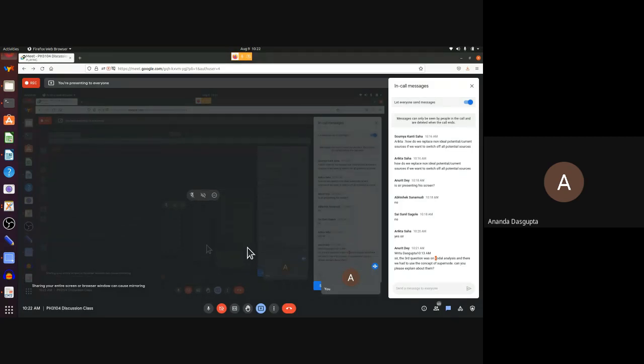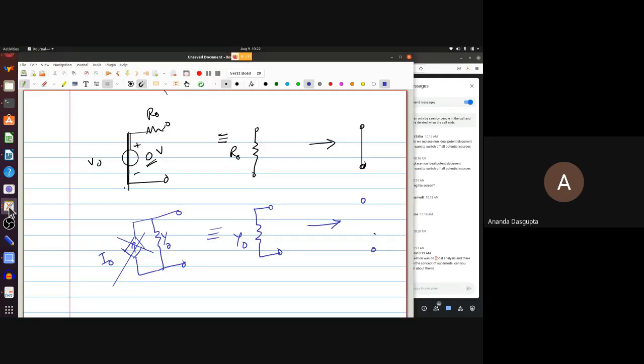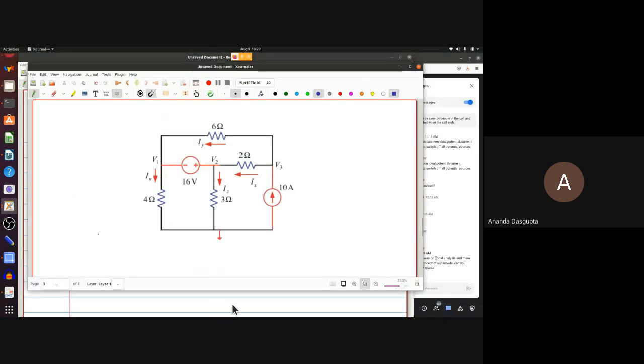Okay, Anurit is asking, there we have to use the concept of supernode. I'm not very sure what a supernode is. I'm guessing what a supernode is from what you're asking, but I'm not aware of the term. It may be a term which is used in some book. I hope I did not use the term myself and have forgotten. So this was the question, right?